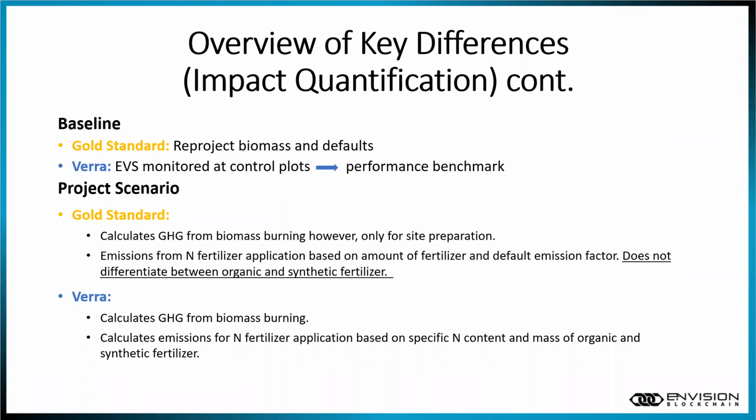And for the project scenario, Gold Standard calculates greenhouse gas emissions from biomass burning, but only for site preparation. And for nitrogen fertilizer application, they use the amount of fertilizer applied and default emissions factors, and they do not differentiate between organic and synthetic fertilizer. Verra calculates greenhouse gas emissions from biomass burning, and they use specific fertilizer applications based on specific N content and specific mass of organic and synthetic fertilizer.